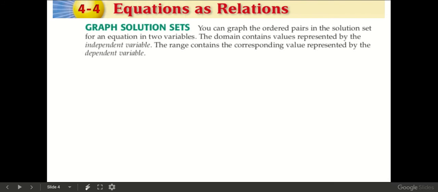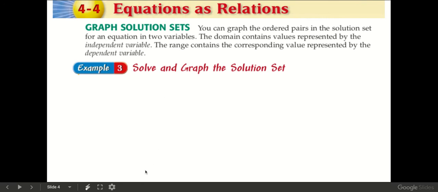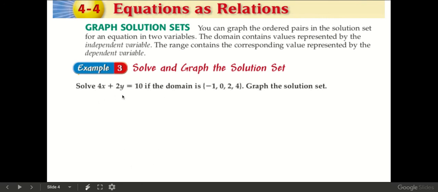Let's look at this. So graph solution sets. You can graph the ordered pairs in a solution set for an equation in 2 variables. The domain contains values represented by the independent variable. The range contains the corresponding values represented by the dependent variable. So let's go ahead and graph and solve a solution set. So it says solve 4x plus 2y equals 10 if the domain is -1, 0, 2, 4. So again, this is my domain, right? So these are going to be my x values.